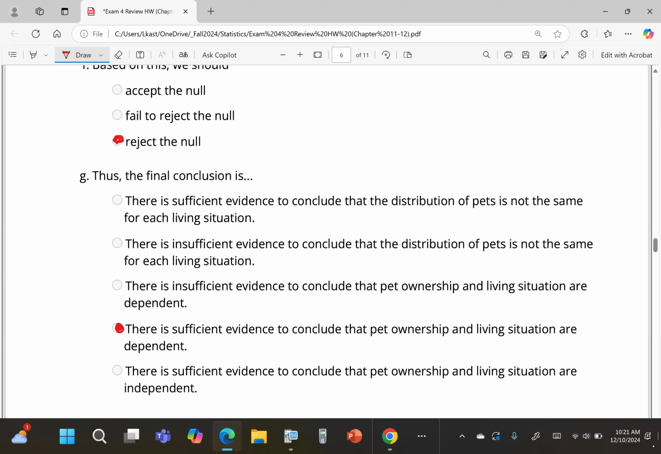So what are the key words here? Sufficient and dependent. Now, if you fail to reject the null hypothesis, let's just say your p-value is greater than alpha. Then what do you conclude? There is insufficient evidence, correct? There's insufficient evidence to conclude that they are dependent. So just be aware that I'm not guaranteeing that you won't reject null hypotheses.